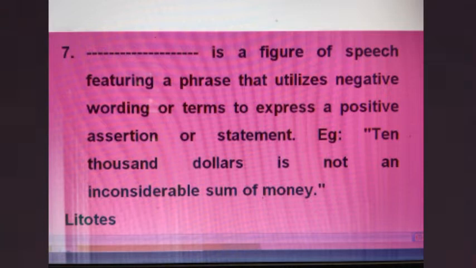Litotes is a figure of speech featuring a phrase that utilizes negative wordings or terms to express a positive assertion or statement. For example, $10,000 is not an inconsiderable sum of money.